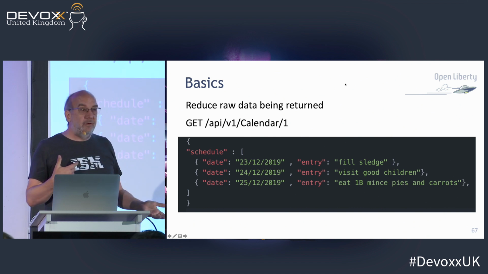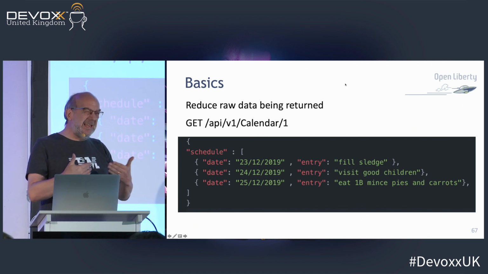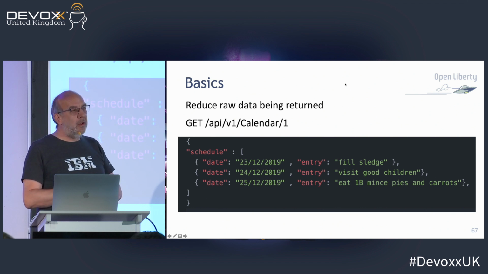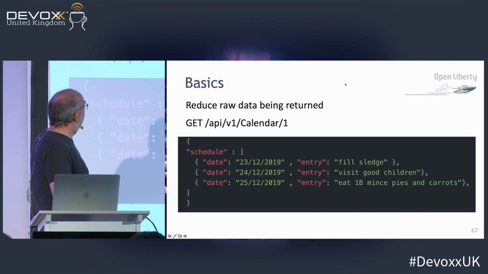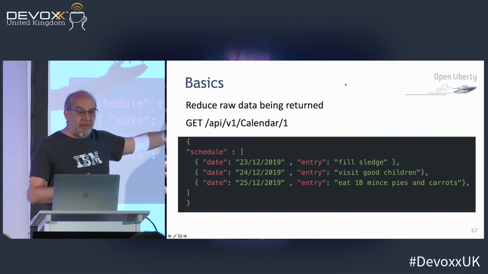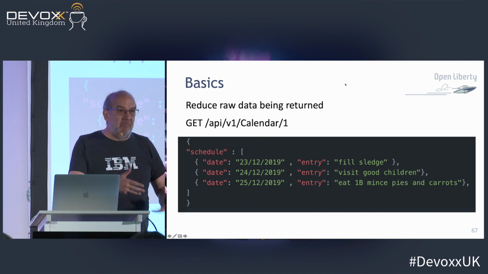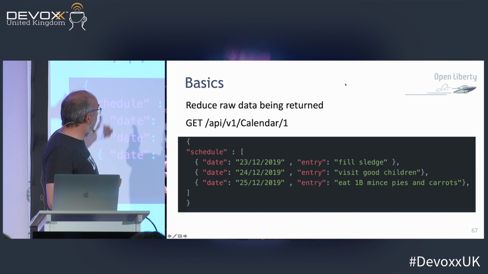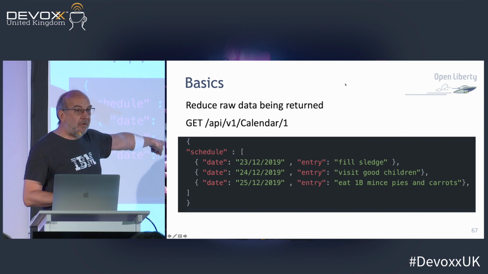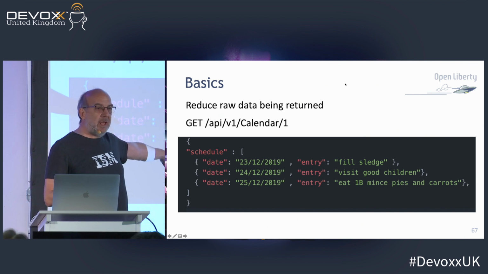So often we don't think about just doing a little bit more, a little more clever design. So for instance, if I have a calendar API and I say give me the entries and I get some schedule and I get dates, great, thanks very much, that's a date.